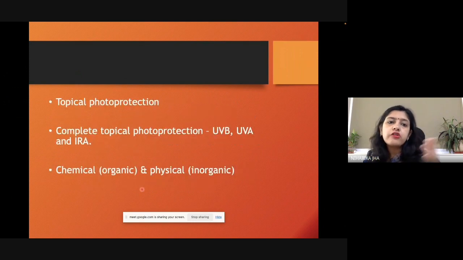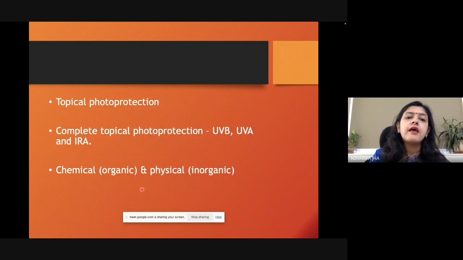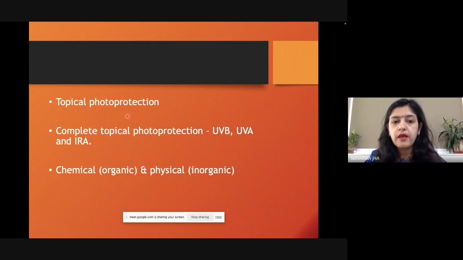So coming back to the topic proper, that is sunscreen. As I told you, it is a means for topical photo protection. And what is the main purpose of photo protection? Ideally, it protects us from the harmful effects of the UV radiation. But what is complete topical photo protection? So if there is a sunscreen that protects us from UVB, UVA, and also the harmful effects of infrared radiation, then that sunscreen is said to provide complete photo protection.